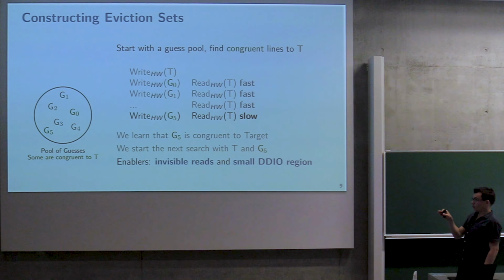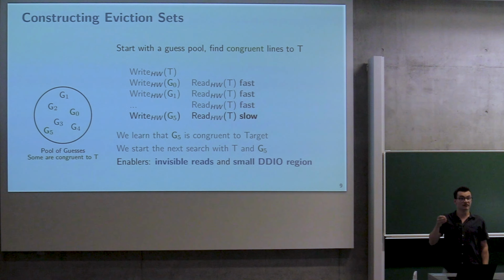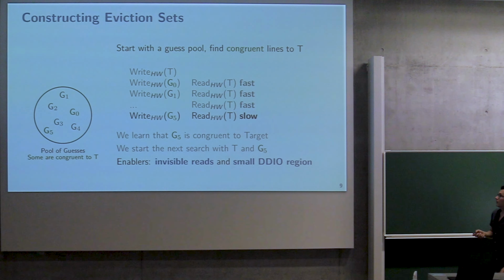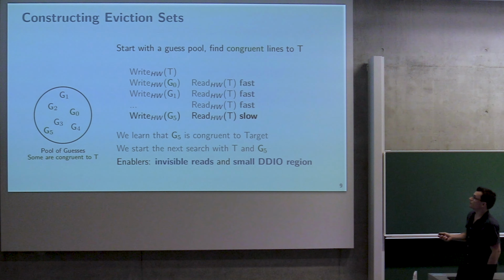And the reason why this works at all is because of these invisible reads, which were thought to be a restriction of these secondary devices. So that's why it works at all, and the reason why it works even faster is because this DDIO region is so small, so it's easy to evict other lines.